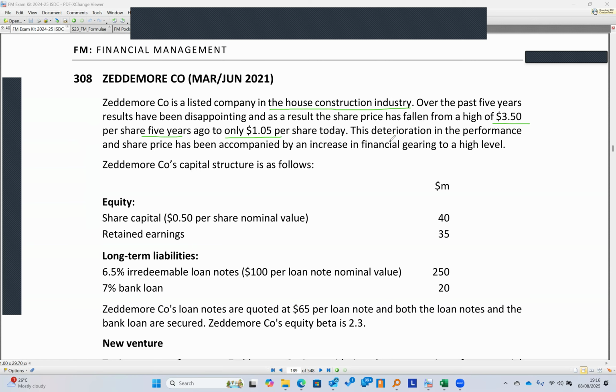Now, this deterioration in the performance and share price has been accompanied by an increase in the financial gearing to a high level. So we have the capital structure where we have share capital and retained earnings. Then we have a long-term redeemable loan note and also a bank loan. The loan notes are quoted at 65 per loan, and both the loan notes and the bank loan are secured. And the equity beta for Zeddemore is 2.3. So that is the information concerning the capital structure.